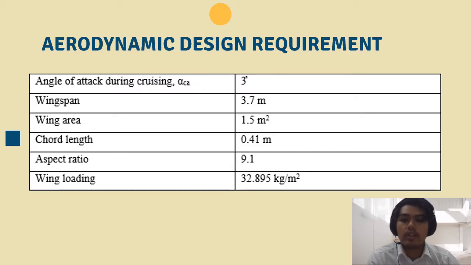So this table shows the aerodynamic design requirements. From this table, you can see the angle of attack during cruising is 3 degrees. The wingspan is 3.7 meters. The wing area is 1.5 meters squared. The chord length is 0.41 meter. The aspect ratio is 9.1, and finally the wing loading is 32.895 kg per meter squared.